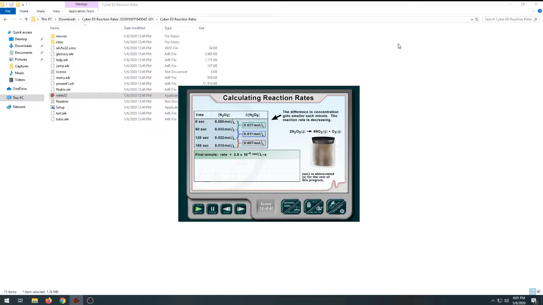minute is 2.8 times 10 to the negative fourth moles per liter second. Substituting values from the chart in the rate equation shows that the average rate of dinitrogen pentoxide decomposition over the second minute is 1.8 times 10 to the negative fourth moles per liter second, and over the third minute, it is 1.2 times 10 to the negative fourth moles per liter second. In other words, as the concentration of dinitrogen pentoxide decreases, the reaction goes slower.